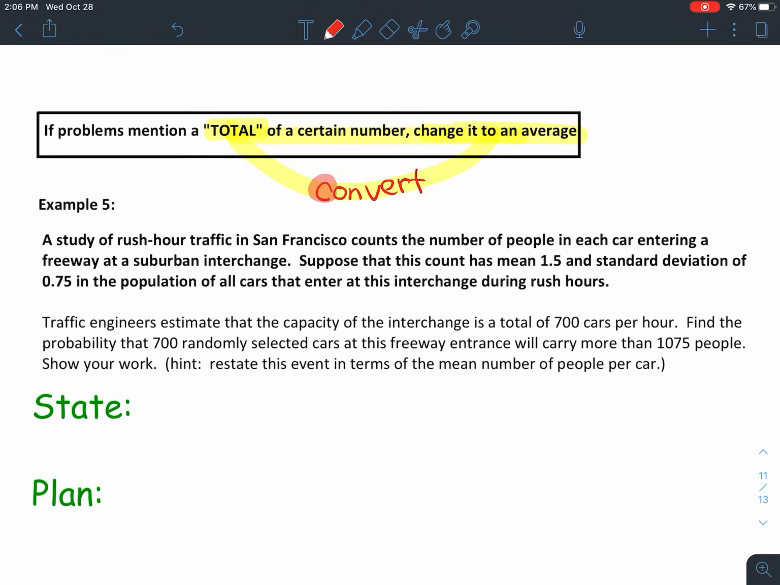It says a study of rush hour traffic in San Francisco counts the number of people in each car entering a freeway at a suburban interchange. Suppose that this count has a mean of 1.5 people and a standard deviation of 0.75 people in the population. So these are descriptors of the population distribution. I'm just going to jot that information down right here, mu and sigma. This is for the population of all the cars that are entering at this interchange during these rush hour times.